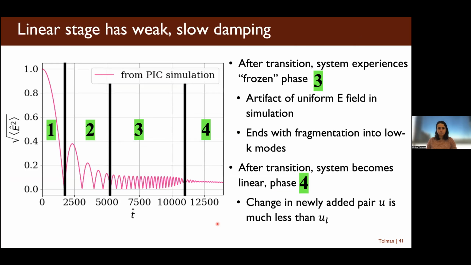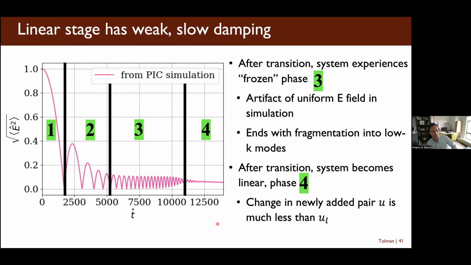All right, so after this nonlinear damping ceases, we have this frozen phase 3, which is an artifact of the uniform electric field in our simulation, which you can read about in the paper, but it does end eventually. And then we have a phase with linear damping, which is phase 4. So that's at the end of this plot.